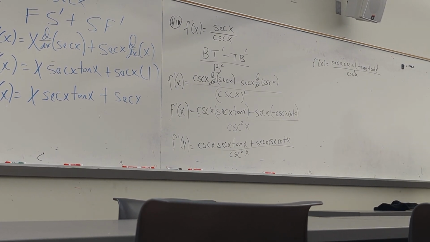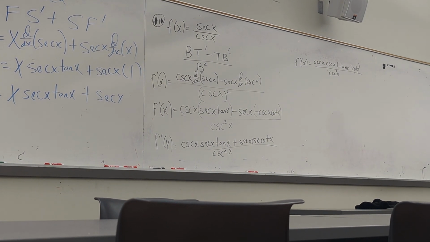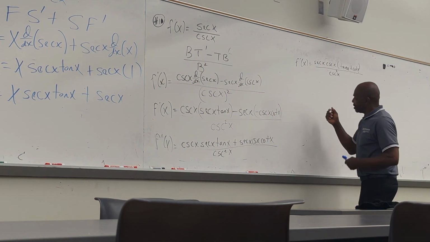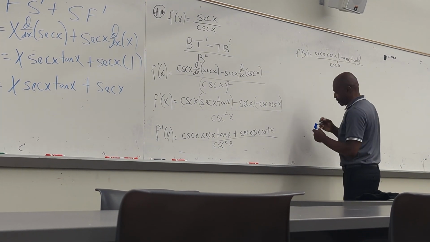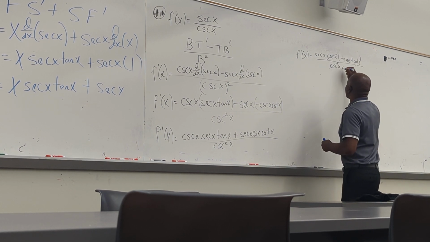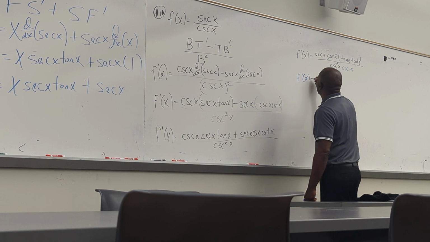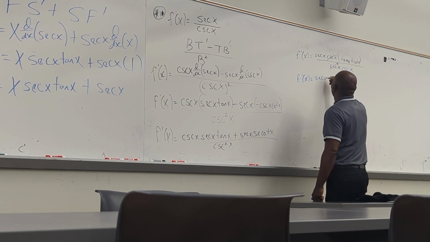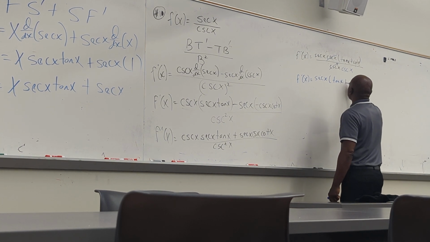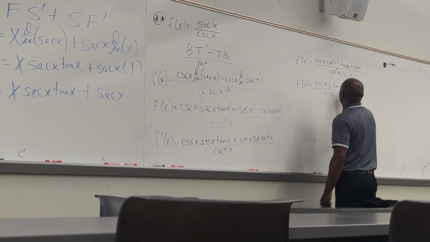What can I do then? Cancel the cosecant x from the top and bottom. I can cancel one of these. So now we have f prime of x is secant x times tangent x plus cotangent x, all over cosecant x.